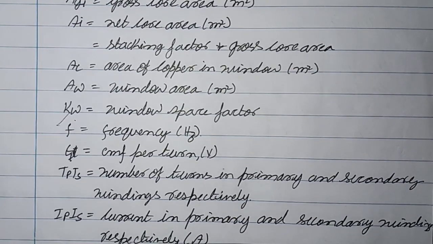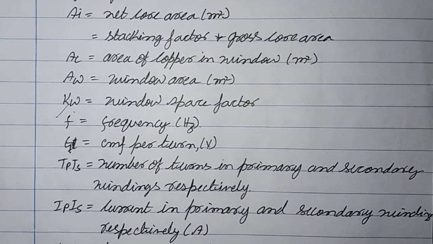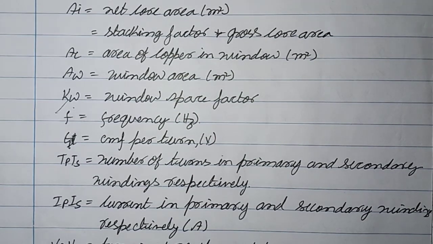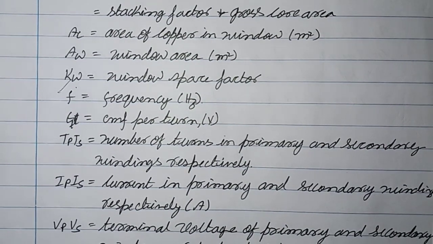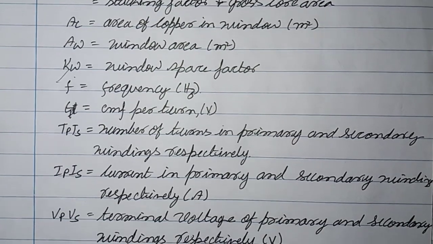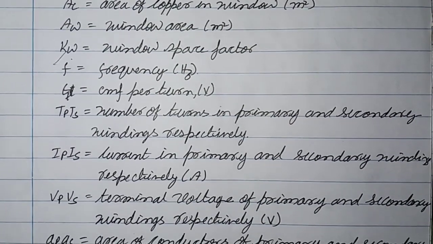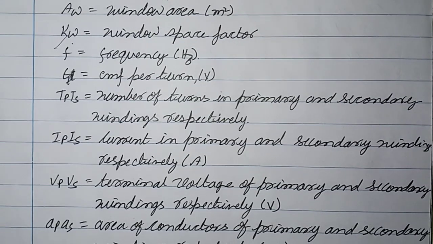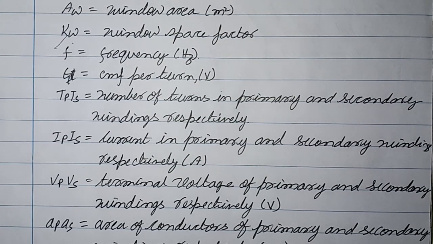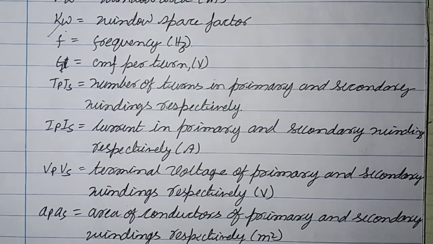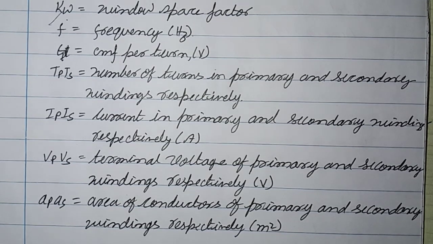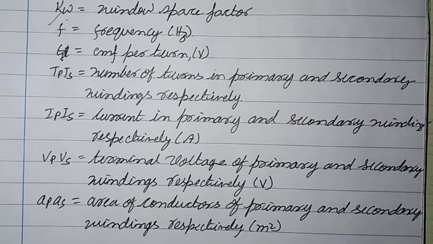Then we have IP and IS, that is the current in primary and secondary winding respectively in ampere. Then we have the VP and VS, that is the terminal voltage of primary and secondary windings respectively in volt. And then at last we have small ap and small as, that is the area of conductors of primary and secondary windings respectively in meter square. Now we will go through the derivation.